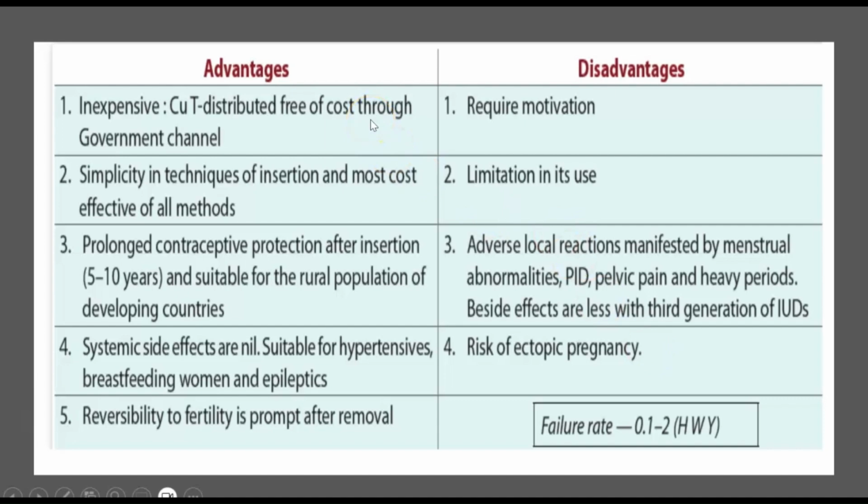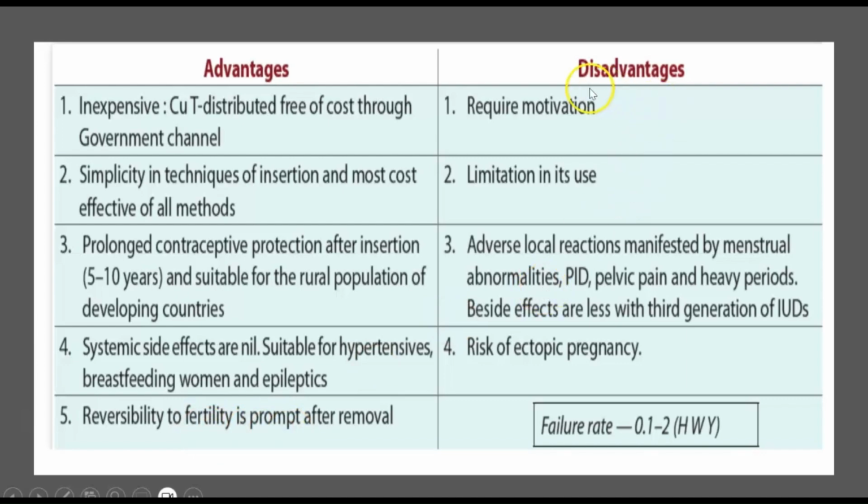So what are the various advantages of using copper T? It is provided free of cost by the Government of India, and the technique is very simple and it is cost effective as well, and it provides a prolonged contraception like 5 to 10 years, and it is suitable for the rural population as well, and it lacks any kind of systemic side effect which we see in the case of your oral contraceptive pill. They are also suitable in the persons who are having hypertension, breastfeeding women, epileptic women, and the reversibility is prompt after the removal of an IUCD.